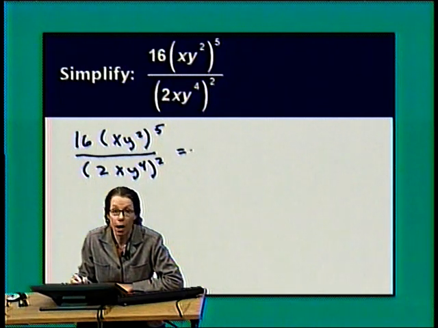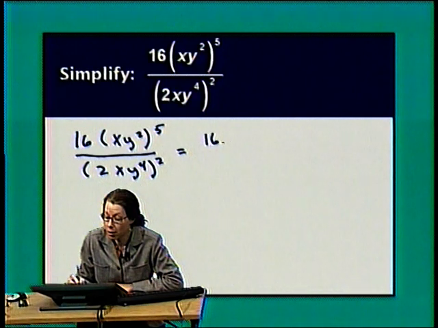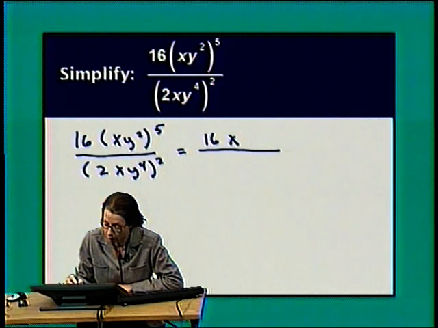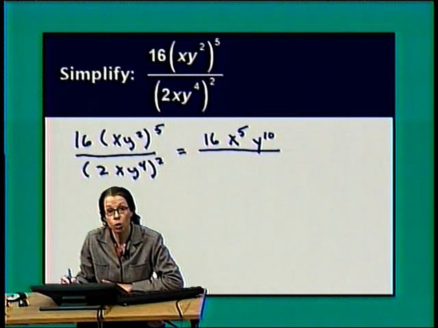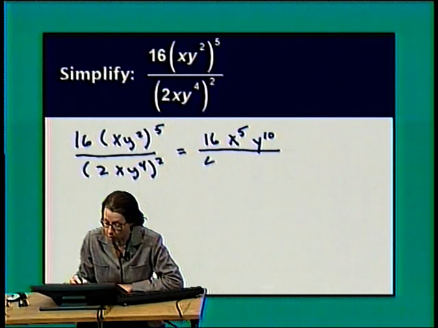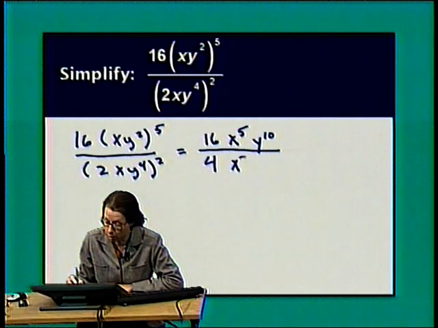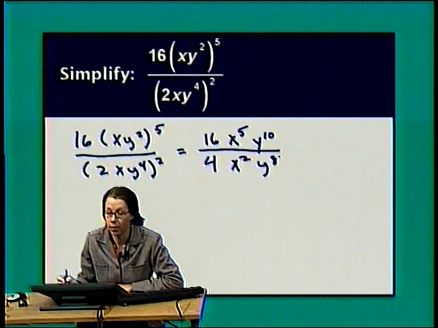So using my product to powers rule first, notice that 16 doesn't have an exponent, so I'm just going to leave it as is, and I'm going to raise x to the 5th power, y squared to the 5th power, that's y to the 10th. 2 to the 2nd power, I'm in the denominator now, 2 squared is 4, x squared, y to the 8th.